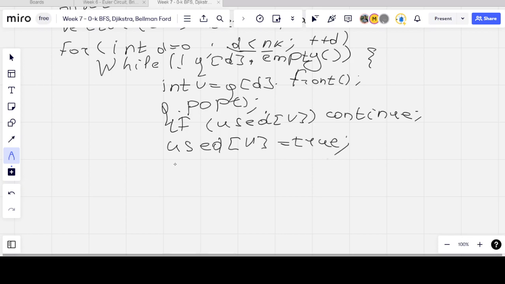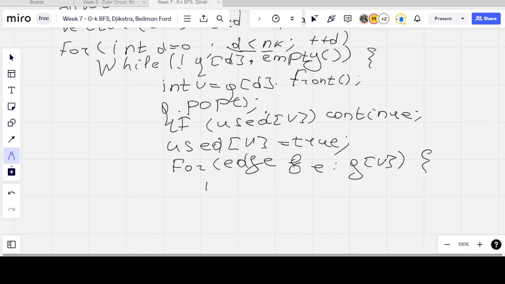So if we didn't consider this vertex, we consider all the edges from this vertex, and for some x we try to do relaxation.